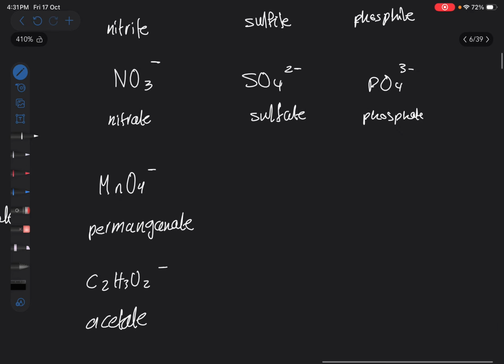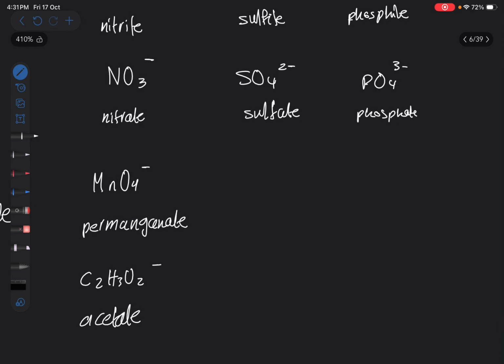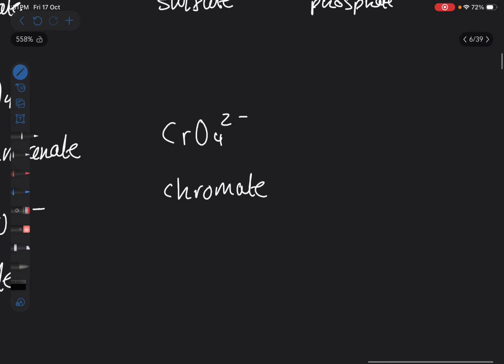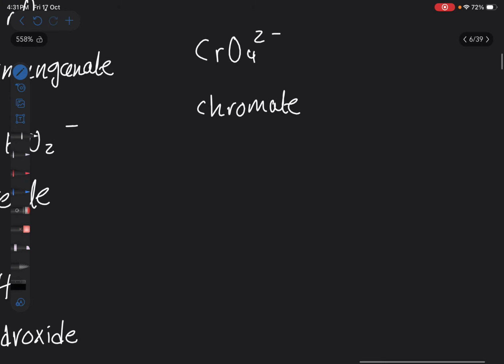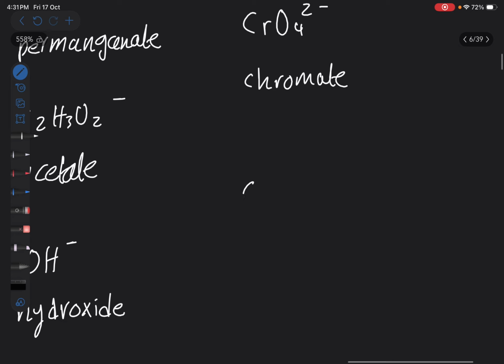Now, for the -2 charges, we have a common one called CrO4 2 minus, which is the chromate. Now, if you double the Cr, you will have dichromate. So Cr2O7 2 minus. This is dichromate.